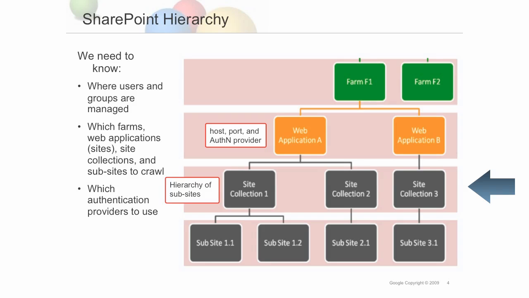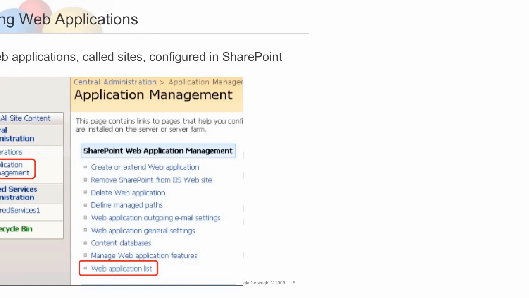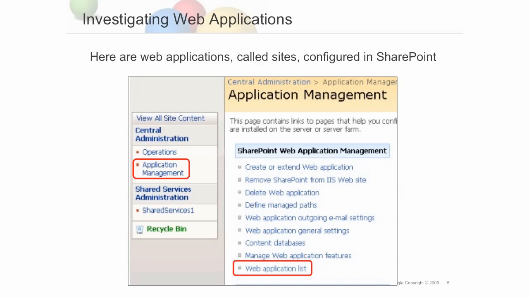Within each application, you have one default site collection and may have additional subsites for managing your content. To crawl and serve content, you need to know your application's site URL, site collections, and subsites, and the authentication method. The list of web applications managed in a SharePoint farm can be found as shown here within SharePoint's Central Console under Application Management, Web Application List.